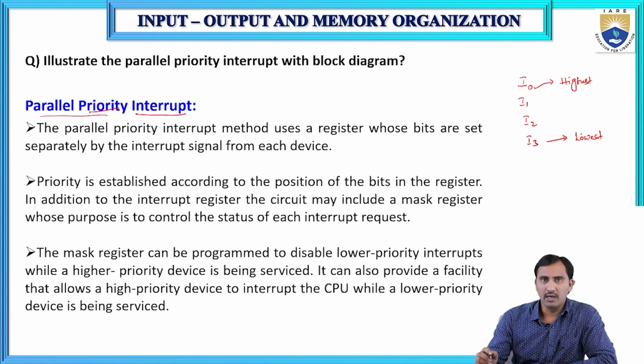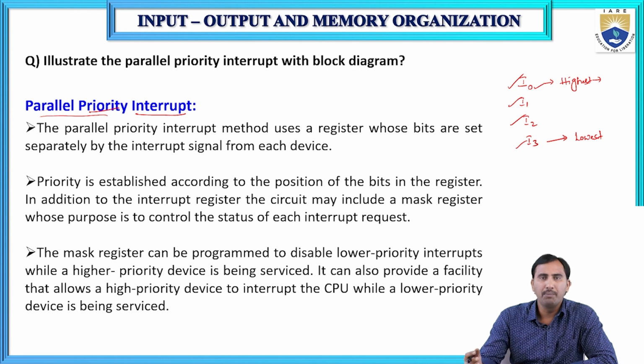So whenever all interrupts occur at a time, I0, I1, I2, I3, since I0 has the highest priority, the CPU will service the I0 interrupt first. After that, I1, next I2, I3. So in this way, all the interrupts will be serviced based on the priority.